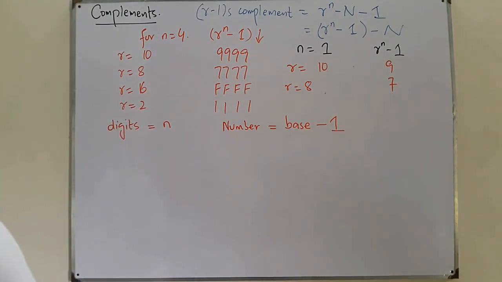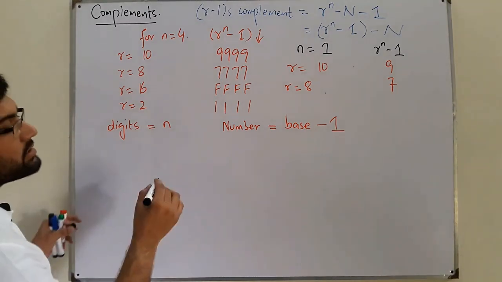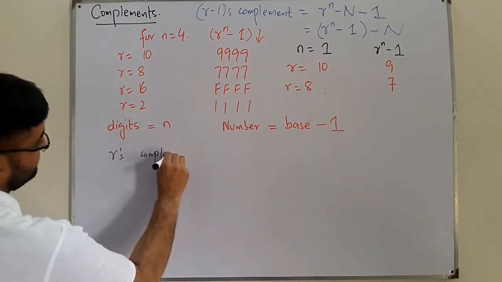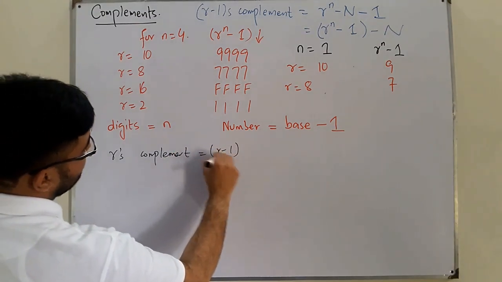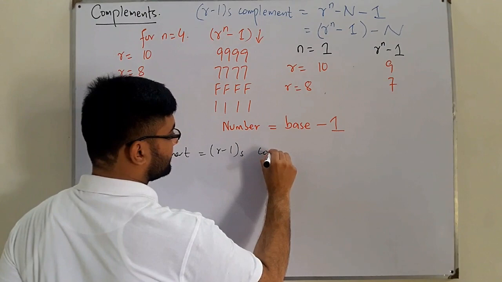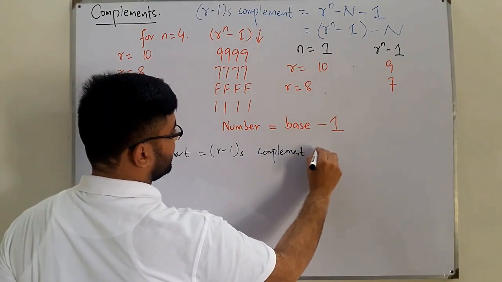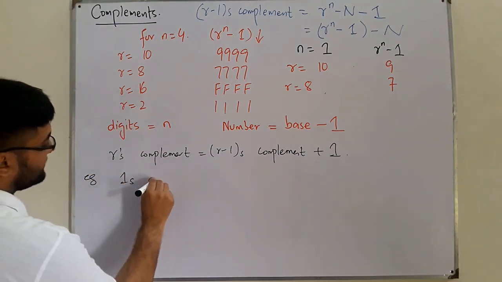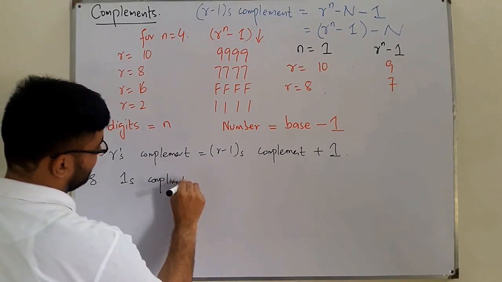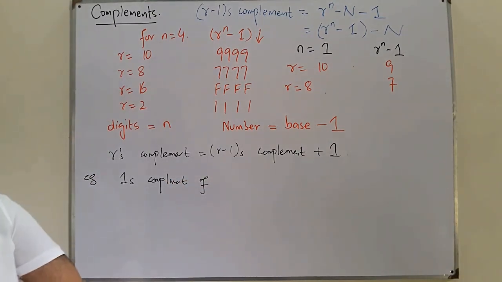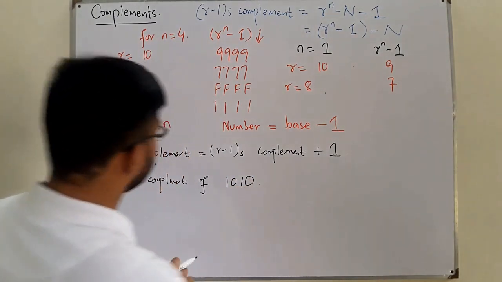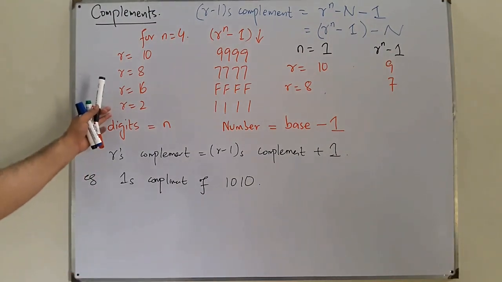Let's say we have an example. 1's complement of 1010 is needed now. And we also know that the R's complement is equal to R minus 1's complement plus 1. Now let's say we have an example where we need the 1's complement of 1010. Here we have base 2.